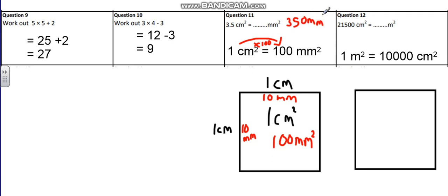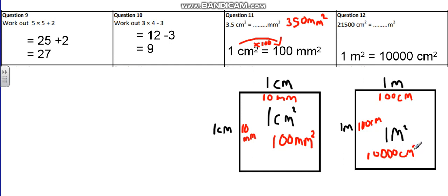Okay, so a similar idea with the next one, only it's metres squared. So if I had a square and it was 1 metre by 1 metre, the area would be 1 metre squared. Okay, but I know that there are 100 centimetres in a metre. So to find the area in centimetres, it would be 100 times 100, which is 10,000. Okay, so it'd be 1, 0, 0, 0, 0 centimetres squared. So 1 metre squared is 10,000 centimetres squared.